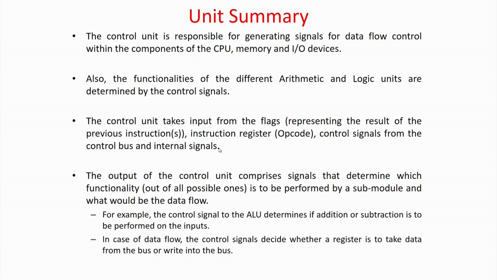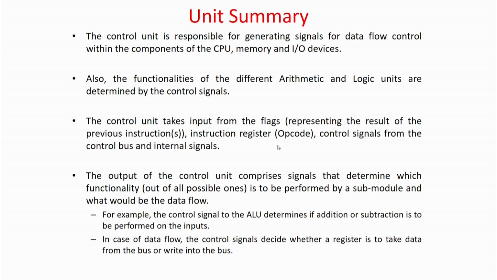Then we will also see, in a black box manner, what the control unit is and what inputs it takes. It takes inputs from the flag registers, and it also takes inputs from the opcode, that is, from the instruction register. If an instruction is loaded in the instruction register, the opcode decides what functionality the CPU or the control unit has to perform. The control unit also takes some inputs from the flags. For example, if you have a jump instruction, you need to know the previous values of the flags, so it has to read them.